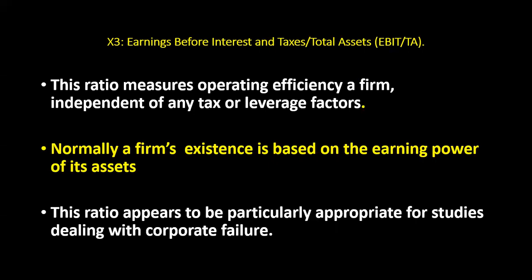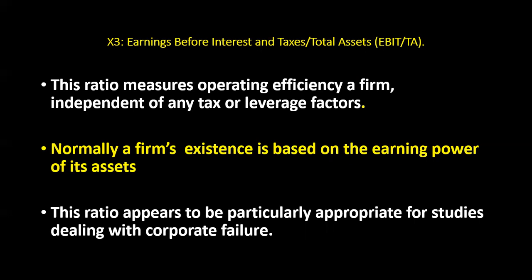EBIT shows the profitability for the period. Is the company generating profit in the current year? Did the company generate profit in the past? That has been shown by RE by TA. EBIT by TA will show whether the company is able to generate, or will generate, profit in the next year. So this ratio measures the operating efficiency of the firm, the profit generating ability of the firm.